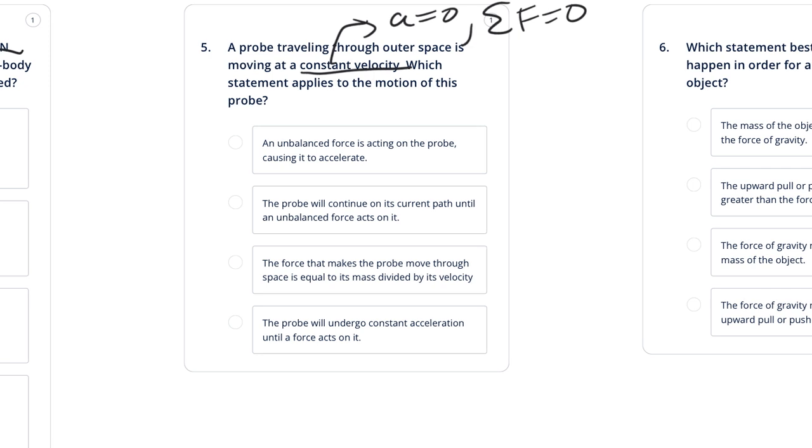So as I was saying, if you're moving at constant velocity, the acceleration is 0, the net force is 0. That means there's no unbalanced forces acting on you. So let's see. An unbalanced force is acting on the probe, causing it to accelerate? No, it's not accelerating. It's going constant velocity. So that's not it. Letter B, the probe will continue on its current path until an unbalanced force acts on it. Well, that's the first law of motion, so that is it. It will continue going with constant velocity until a net force acts on it.